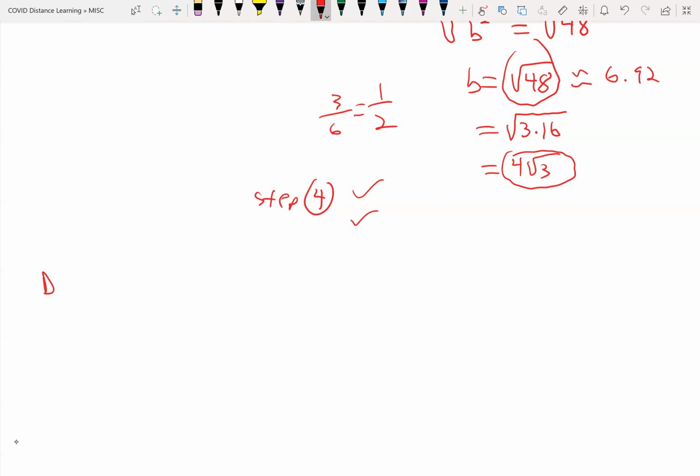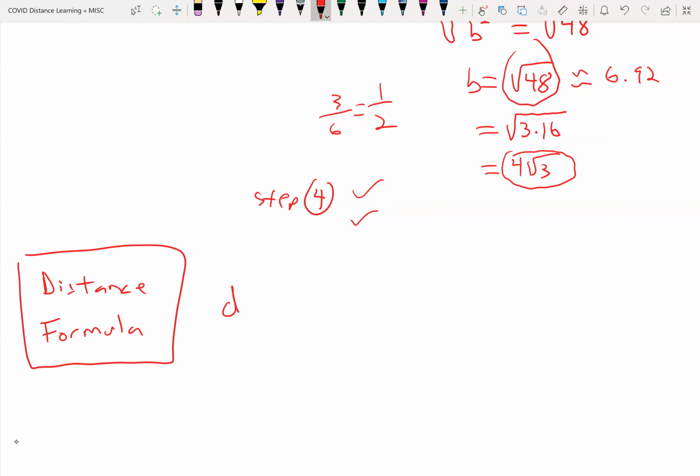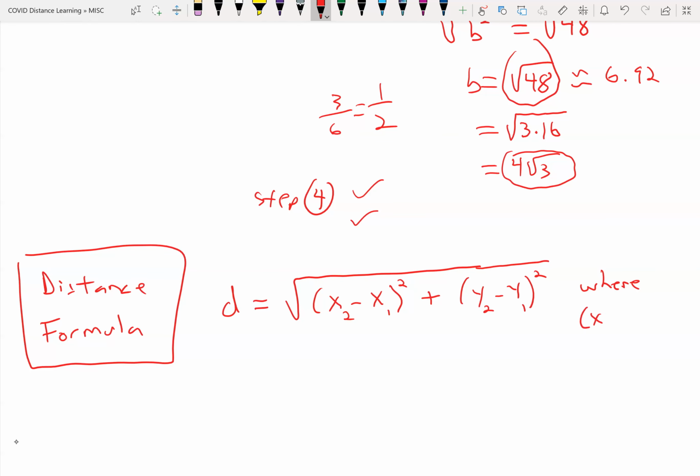Distance formula. The distance formula says this, that distance is equal to the square root of x sub 2 minus x sub 1 squared plus y sub 2 minus y sub 1 quantity squared, where x1 comma y1 and x2 comma y2 are points.